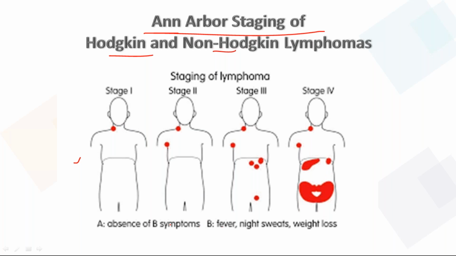And again, at each stage, you can have either A type, meaning there are no B symptoms, or B type, meaning B symptoms: fever, night sweats, and weight loss. As I said, I have already given you the categorization.